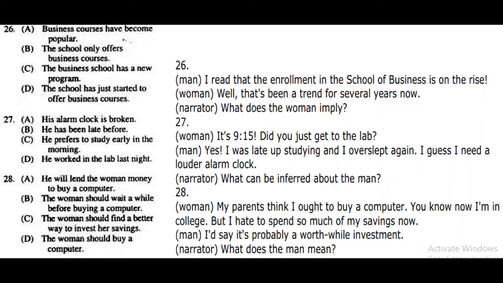Number 27. It's 9:15. Did you just get to the lab? Yes, I was up late studying and I overslept again. I guess I need a louder alarm clock. What can be inferred about the man?